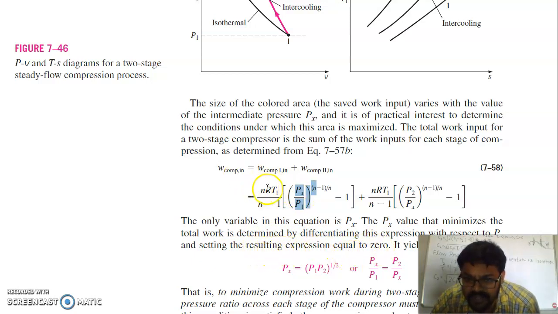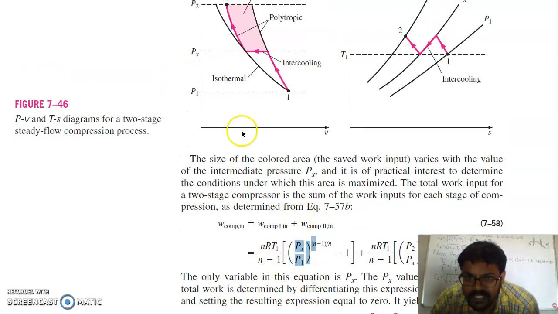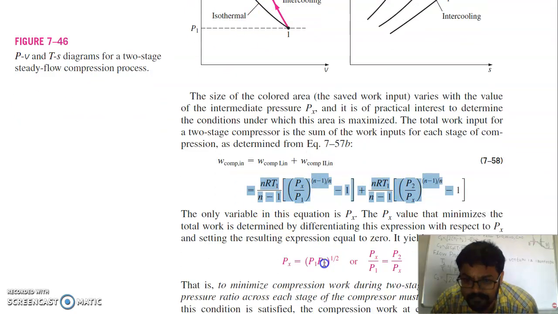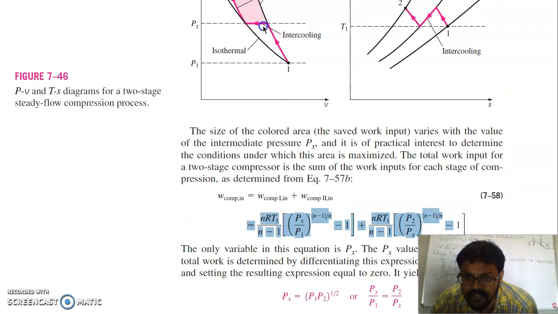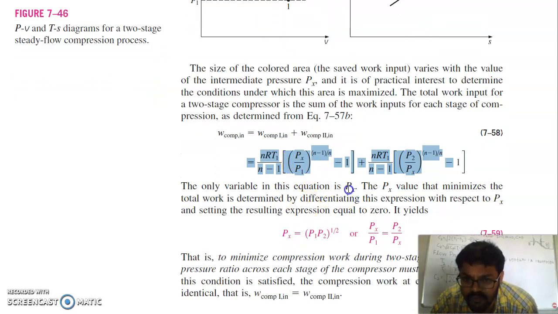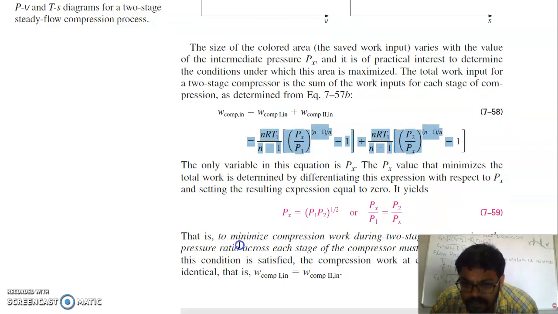Meaning if you take the derivative of this equation with respect to Px, at this Px you can say the work is 0, because intercooling needs no work. So when you take the derivative of this equation with respect to Px and put it equal to 0, or during intercooling the change in pressure is also 0, pressure is constant. So if you take the derivative of this equation, you will get Px equal to (P1 P2) raised to the power half. It means that Px squared is equal to P2 P1. Meaning what the Px pressure should be, you can find from this expression.